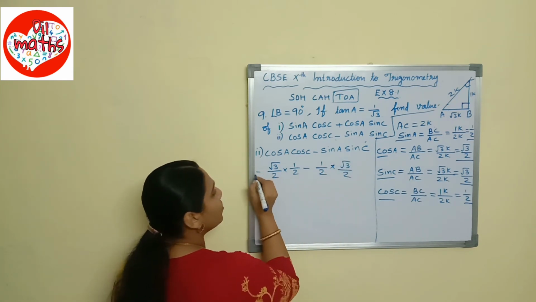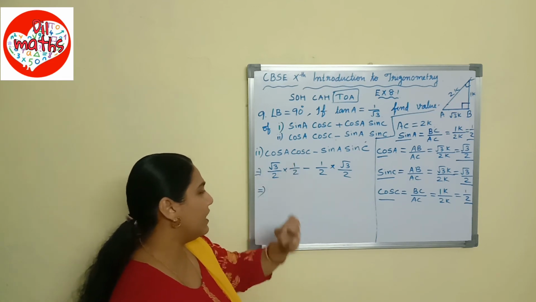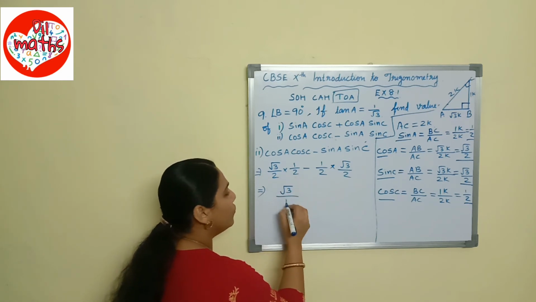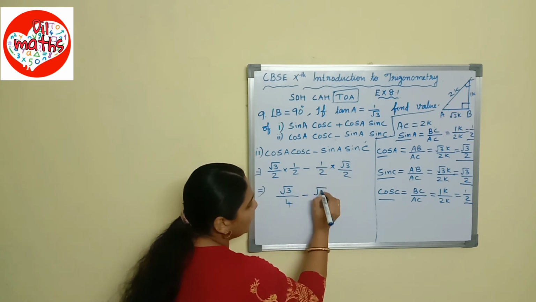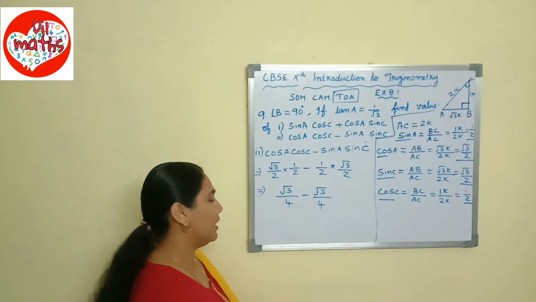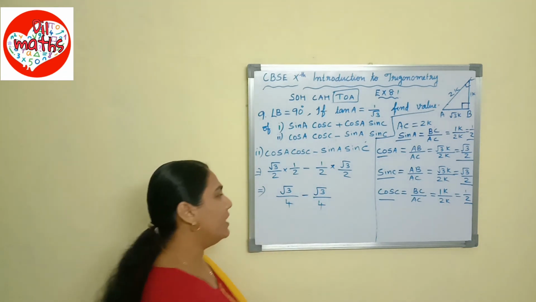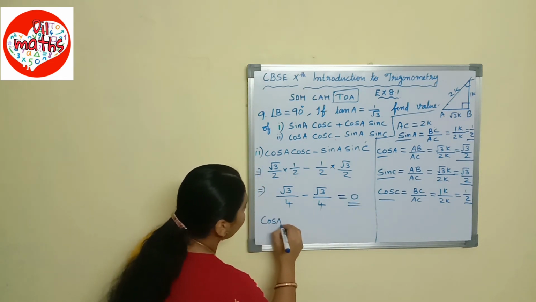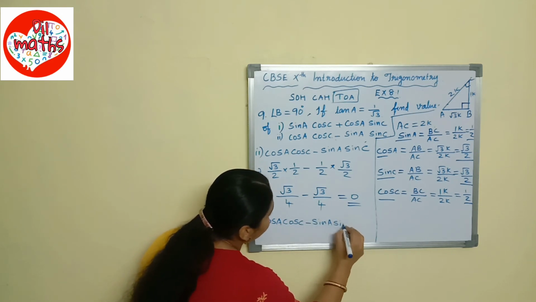Now we can multiply the numerators with the numerator and denominators with the denominator. So root 3 into 1 is equal to root 3, and 2 into 2 is equal to 4. Root 3 by 4 we will get. Here 1 into root 3 is equal to root 3, 2 into 2 is equal to 4. So we got root 3 by 4 minus root 3 by 4. Both are the same numbers, root 3 by 4 minus root 3 by 4. What do you get? That's equal to 0. So we got cos A cos C minus sin A sin C is equal to 0.